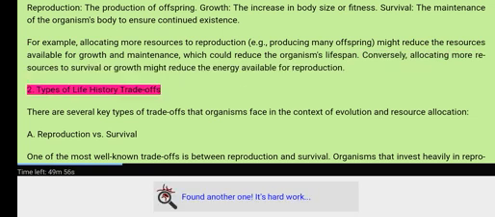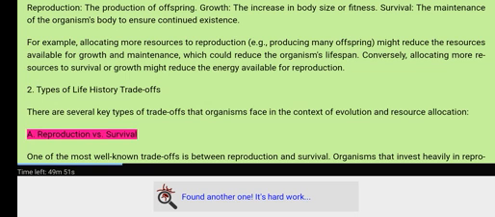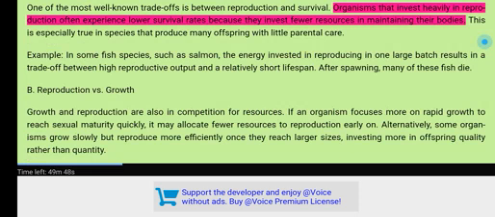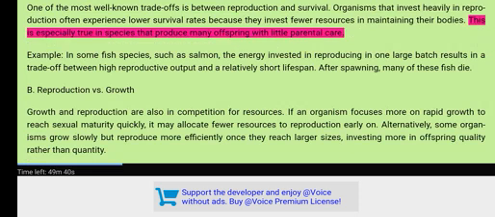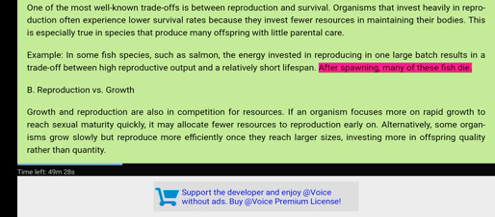2. Types of life history trade-offs. There are several key types of trade-offs that organisms face in the context of evolution and resource allocation. A. Reproduction versus survival. One of the most well-known trade-offs is between reproduction and survival. Organisms that invest heavily in reproduction often experience lower survival rates because they invest fewer resources in maintaining their bodies. This is especially true in species that produce many offspring with little parental care. Example: in some fish species, such as salmon, the energy invested in reproducing in one large batch results in a trade-off between high reproductive output and a relatively short lifespan. After spawning, many of these fish die.